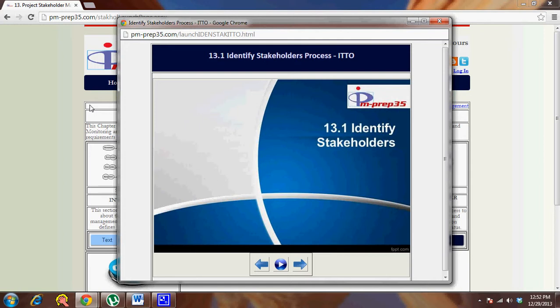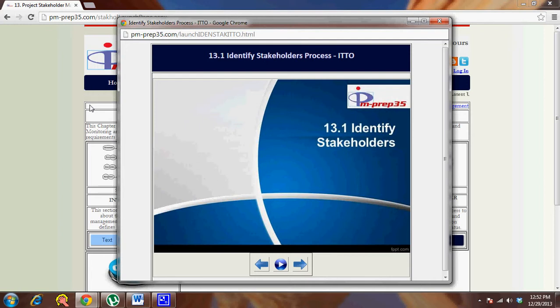Identify stakeholders is one of the first processes that a project manager will work on, basically because it falls in the initiating process group, and the only other process part of PMBOK is develop project charter, which is where the project manager is identified. So identify stakeholders normally follows the develop project charter process, wherein the project manager sits and finds out who are the important stakeholders for the concerned project.